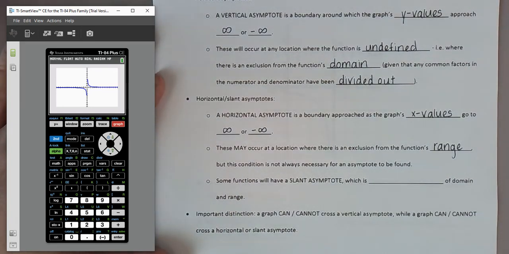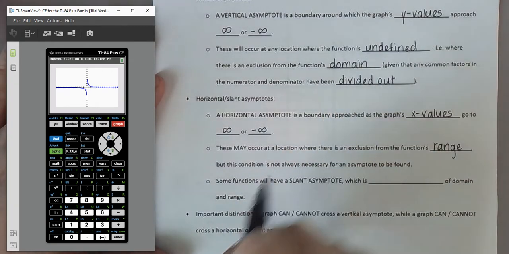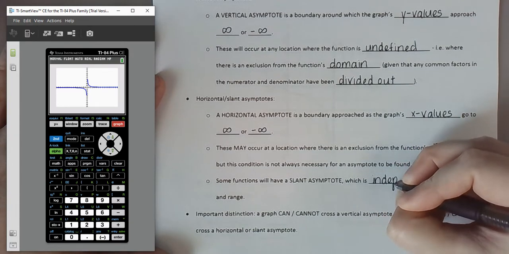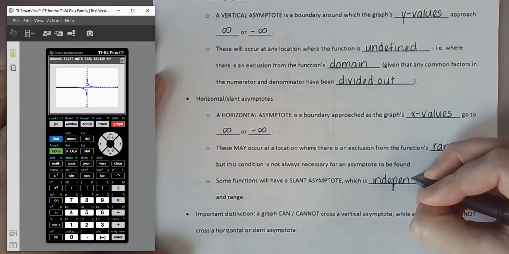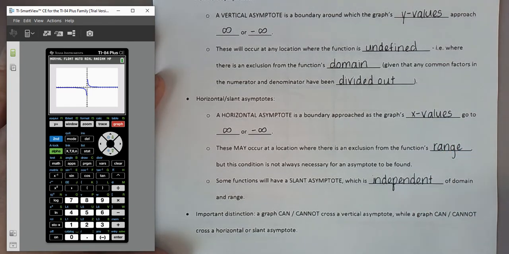In other words, we don't have to have an exclusion from the range, like we have an exclusion from the domain, in order for there to be a horizontal asymptote. Now, some functions will have a slanted diagonal asymptote, but because we're talking about a diagonal line, this is going to be completely independent of domain and range. So we can still cover a bunch of x values, all of our y values, and have a slanted boundary that's going to break our graph into pieces and define the shape of the graph.